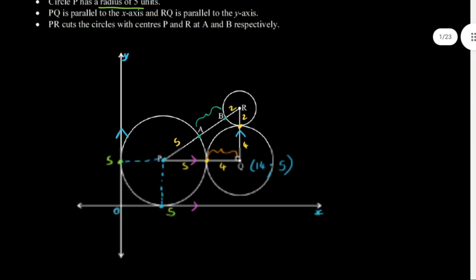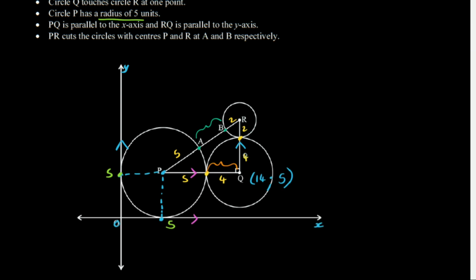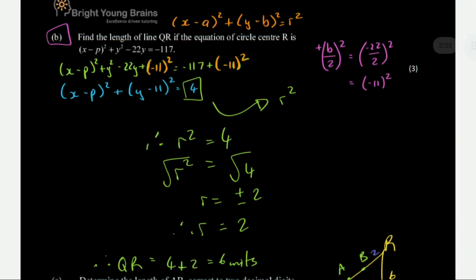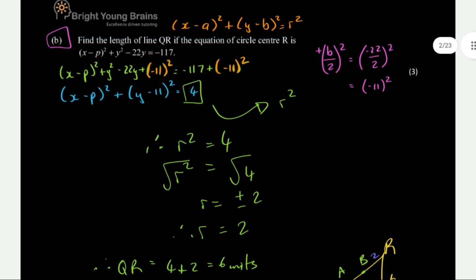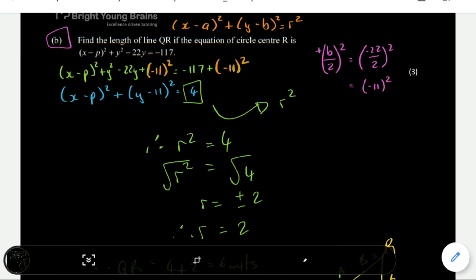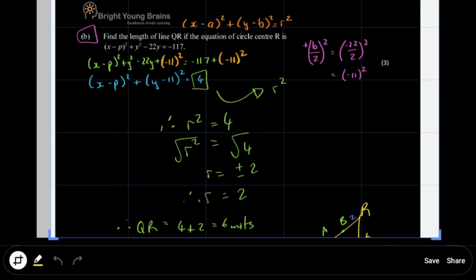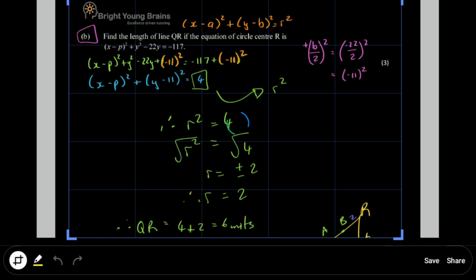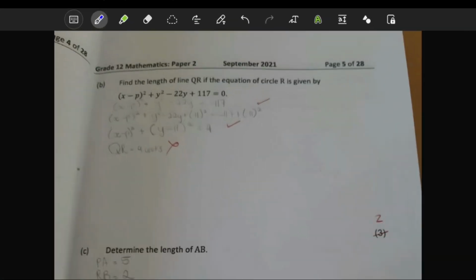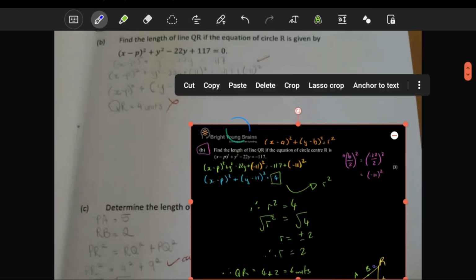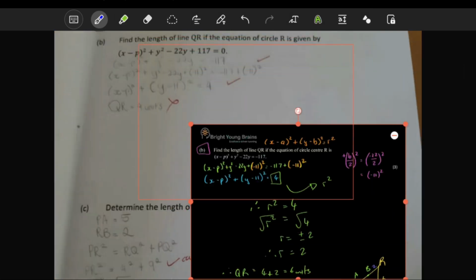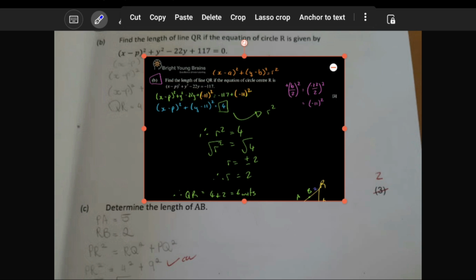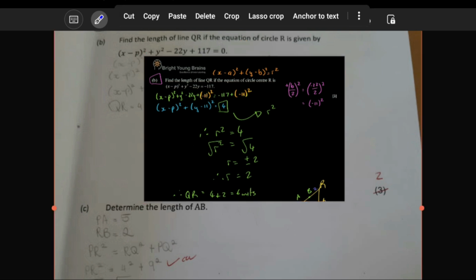So getting the length of QR, as long as we had the radius of 2 plus this radius of 4, the length here is just 6. So let us take a screenshot of this, crop this out, save it, and paste what we have over there. Shrink it a little bit. It's fine like this. Anyways, let's move on to the next question.